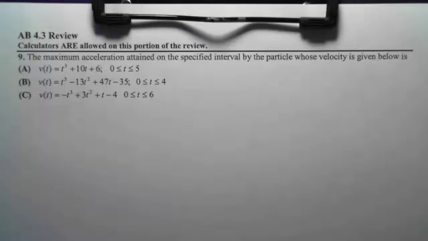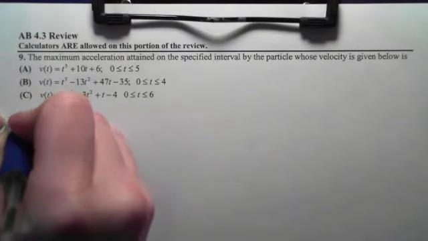So if we look at number 9, it says, I want to find the maximum acceleration attained on the specified interval. So what that means is I want the highest y coordinate on the acceleration graph. And notice that I don't even give you the acceleration graph yet. So for each of these, you're going to have to figure out the acceleration first before you try to maximize.